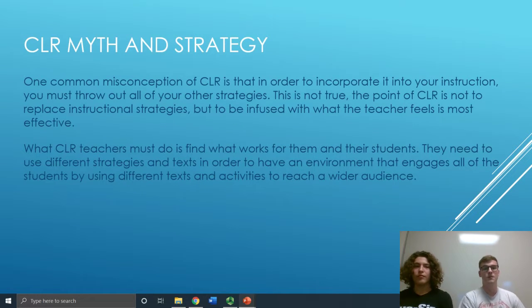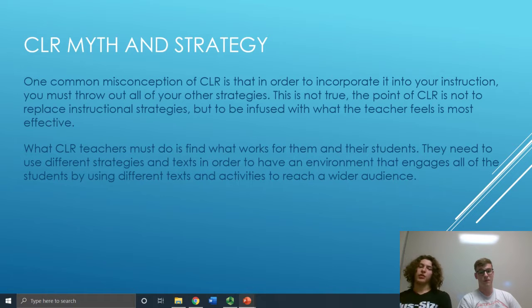So CLR myth and strategy. One common misconception of CLR is that in order to incorporate it into your instruction, you must throw out all of your other strategies. This is in fact not true. The point of CLR is not to replace instructional strategies, but to kind of blend and infuse them with what the teacher feels is most effective.